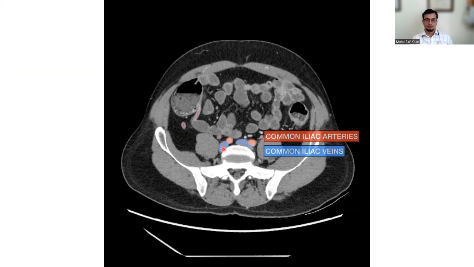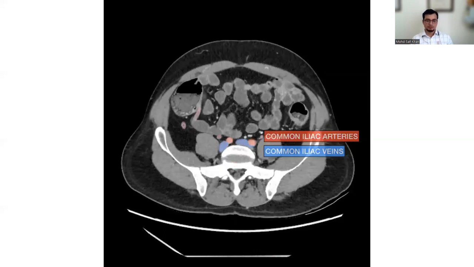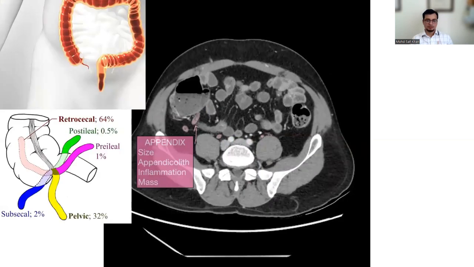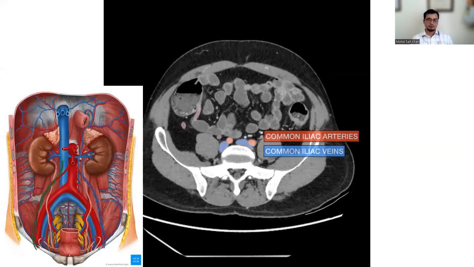Okay, and now you can see the bifurcation also here in the IVC, which was not there previously. Can you see the bifurcation? I think at this level, there is a bifurcation happening. So usually that happens at the L5 vertebral level. So IVC bifurcation usually occurs one segment down compared to the aortic bifurcation.